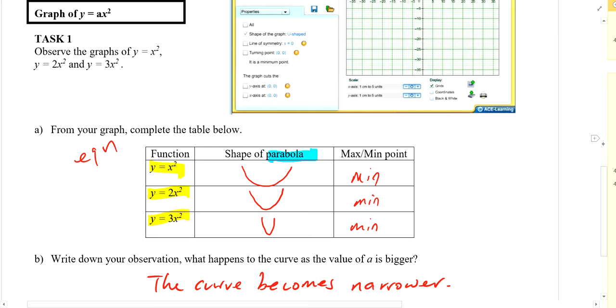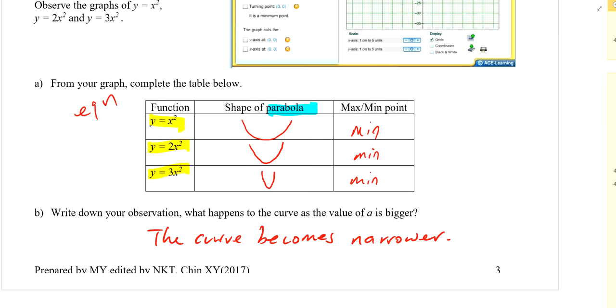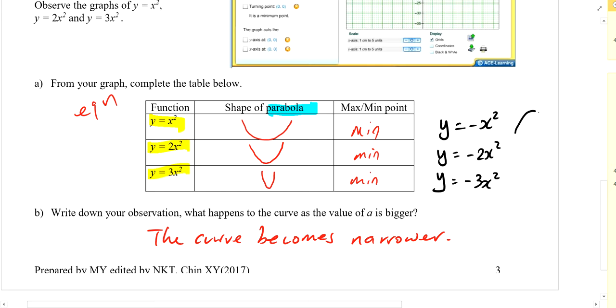Then on page 4, these are our equations. I'm just going to write here at the side. y equals negative x squared. y equals negative 2x squared. y equals negative 3x squared. And we have parabolas opening down, getting narrower and narrower.